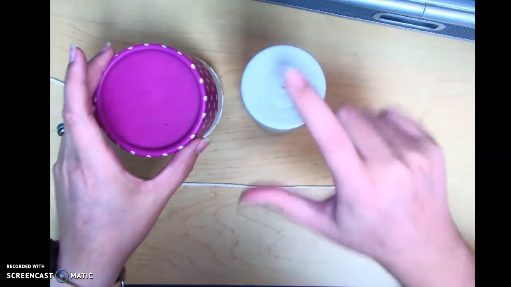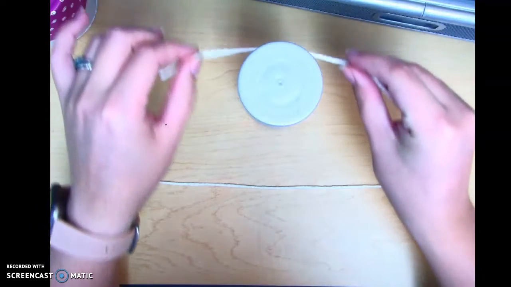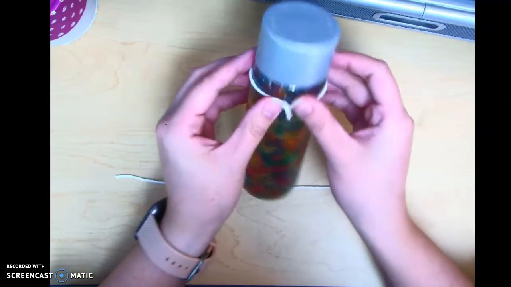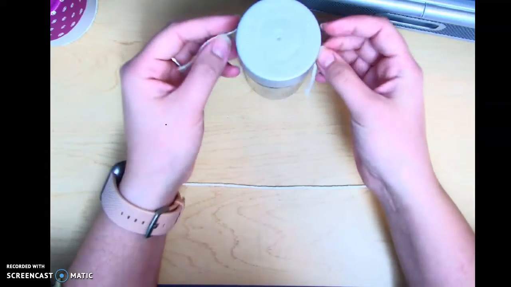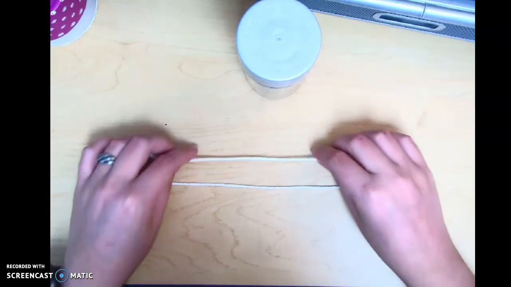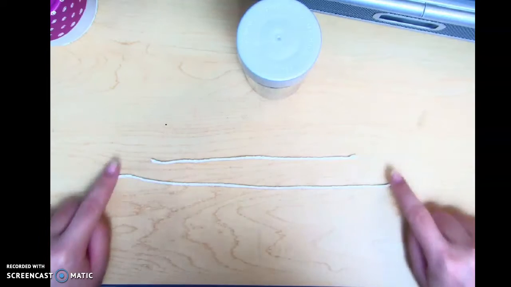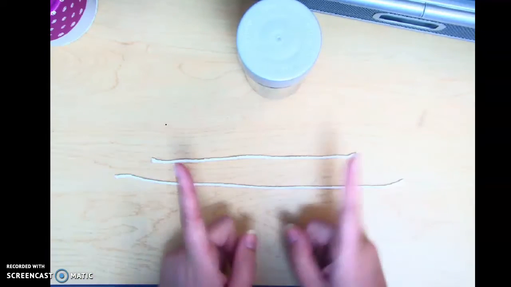Let's try it again with this bottle. I have another piece of string and I'm going to go around this bottle and measure it, and I cut the string to make it fit. And when I lay it out, are they the same or are they different? They're different. Right? They're different.